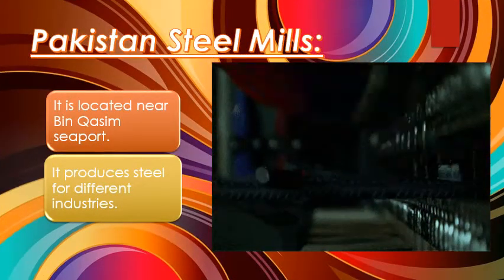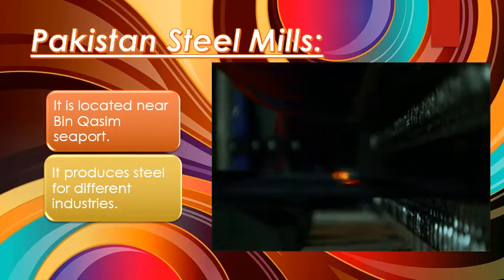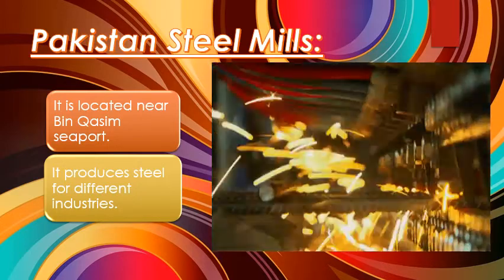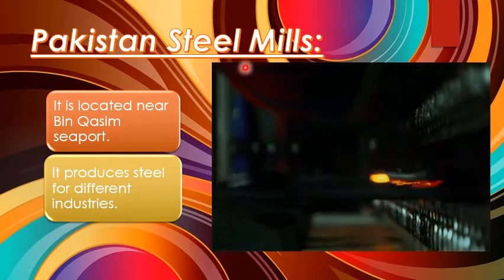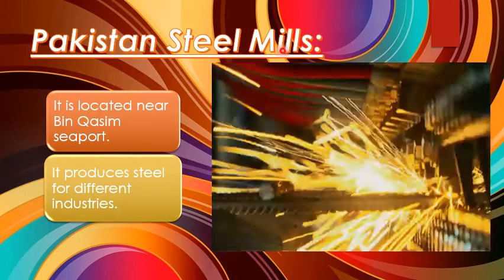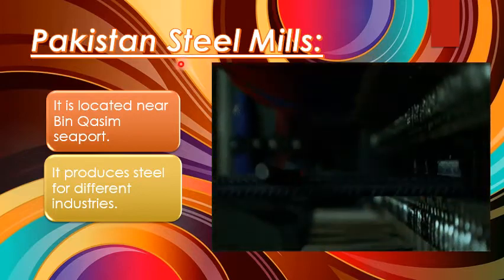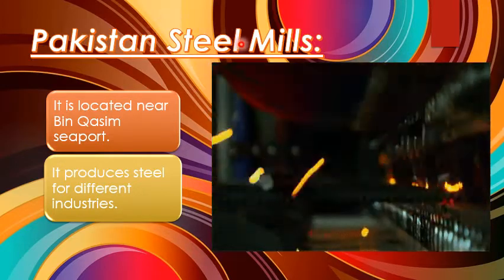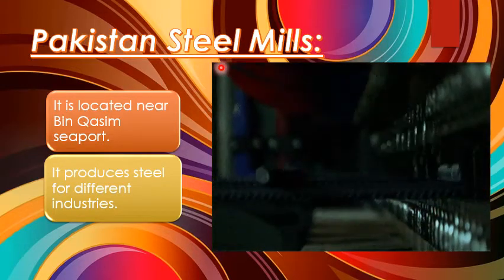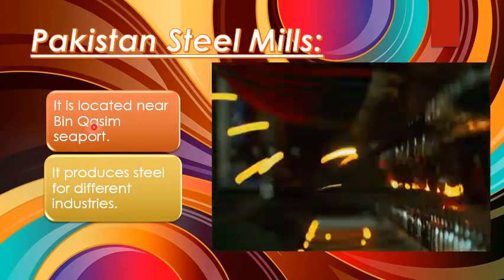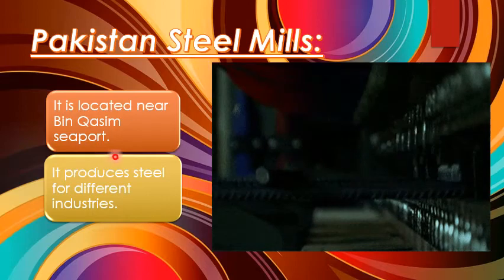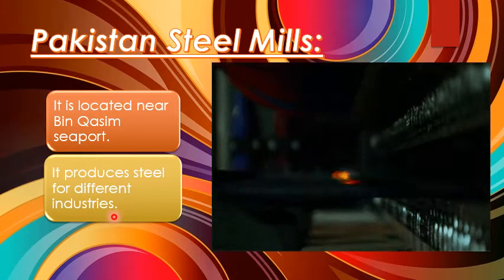Now we are going to learn these three heavy industries of Pakistan one by one, from which number one is Pakistan Steel Mills. Pakistan Steel Mills is the industry which produces steel, as the name indicates. It is located near Bin Qasim seaport. It is in Karachi. It produces steel for different industries.